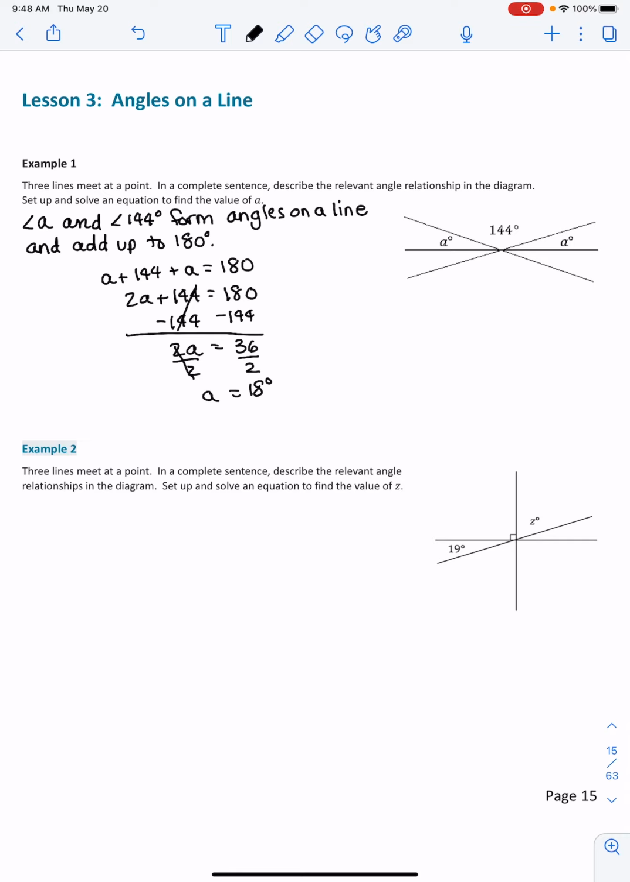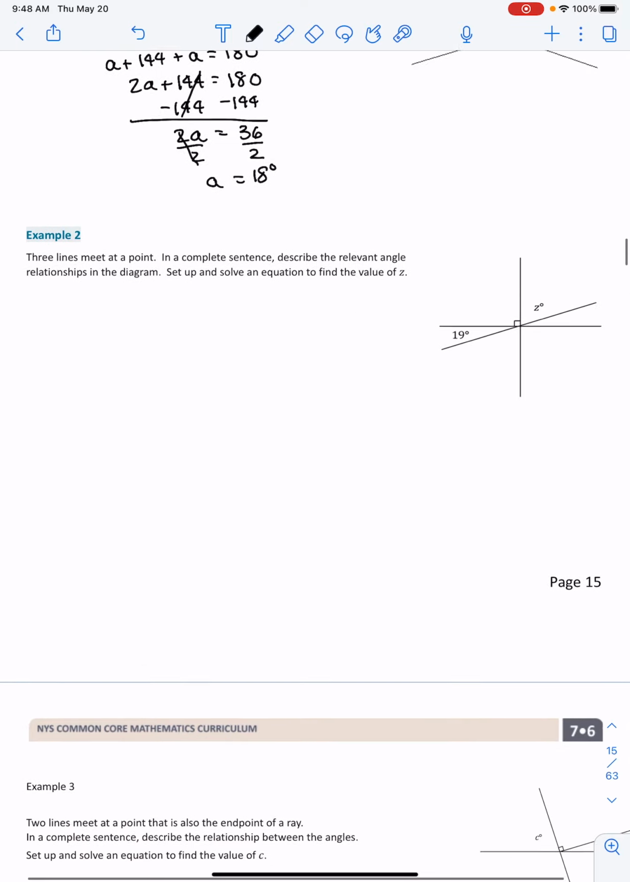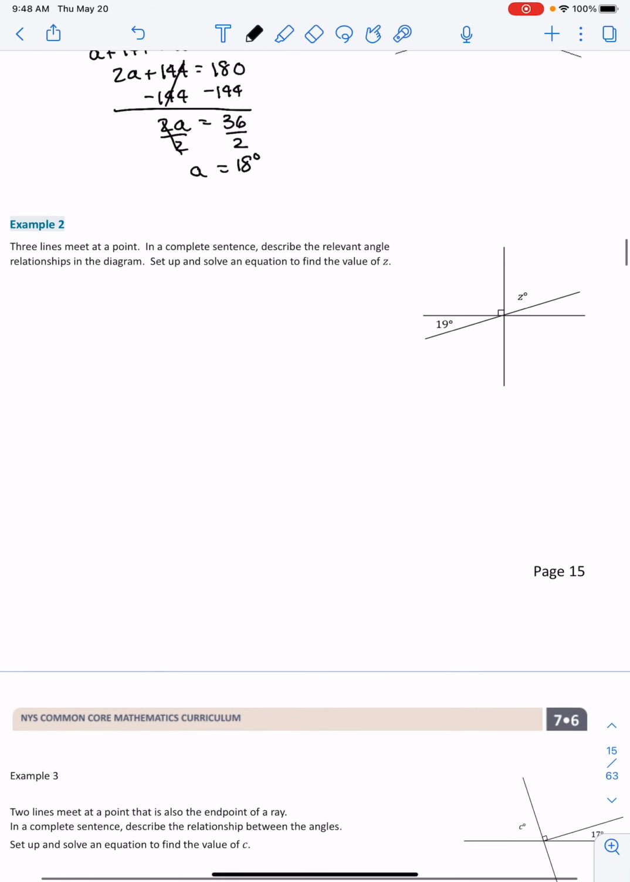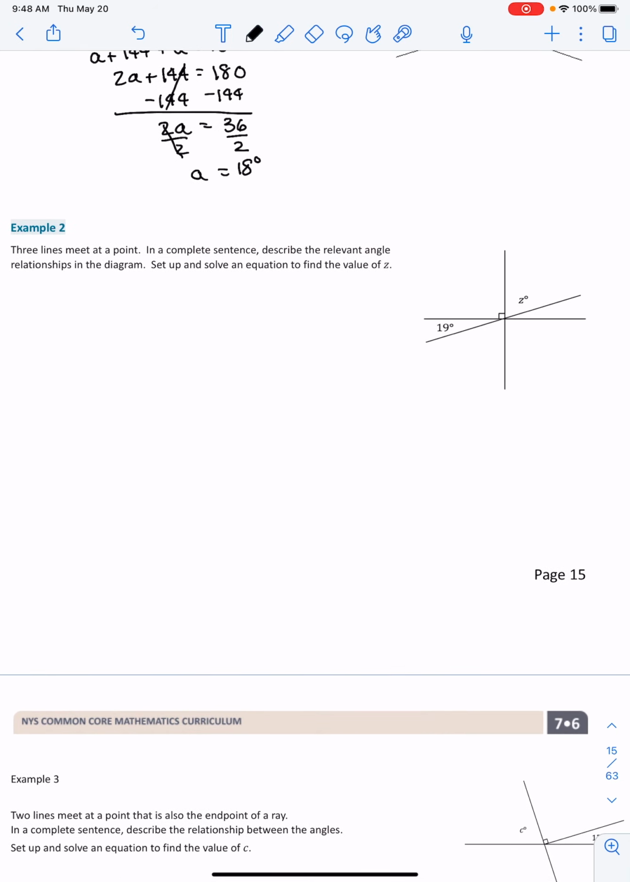Next, I have 3 lines meet at a point. I'm going to move this up. So I have 3 lines meet at a point. In a complete sentence, describe the relevant angle relationship in the diagram. Set up and solve an equation to find the value of Z.